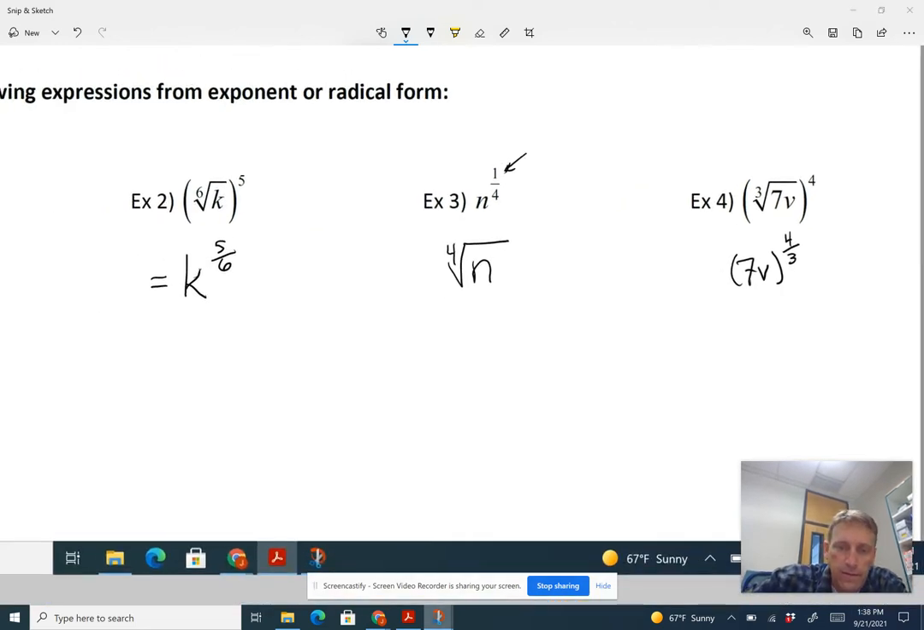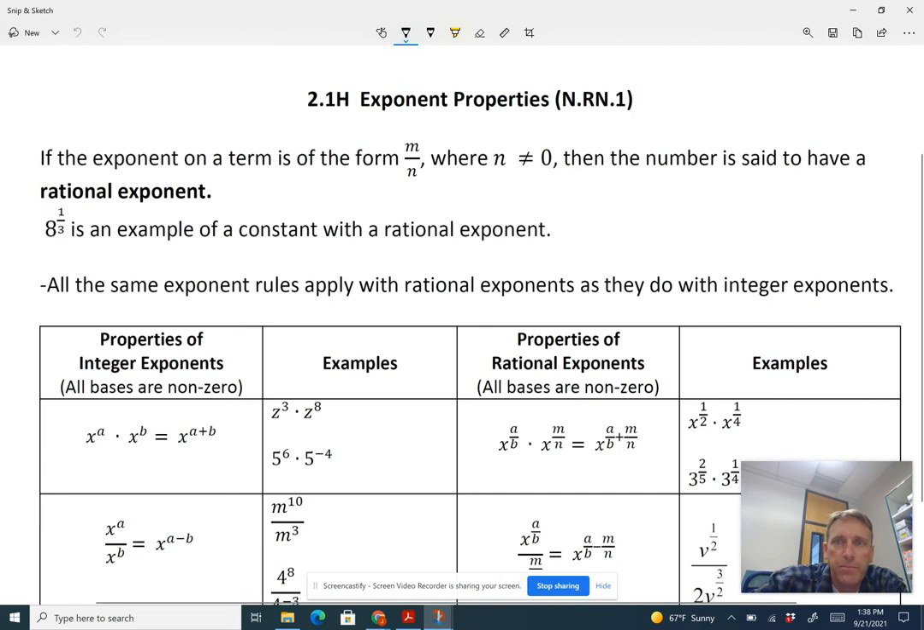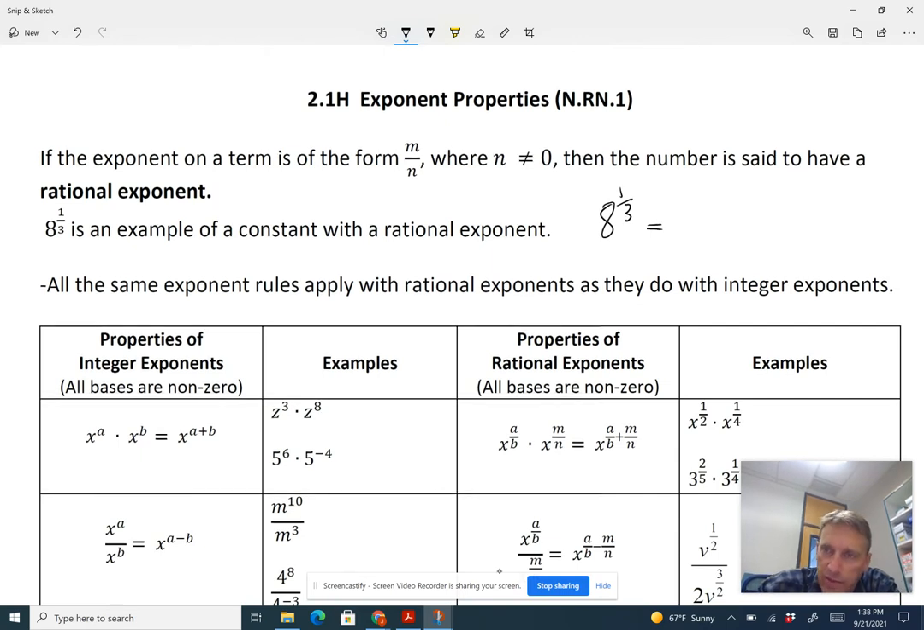Alrighty, and now we flip your notes over. If the exponent on a term is of the form m over n, and n cannot be equal to 0, then the number is said to have a rational exponent. So 8 to the 1/3 power is an example of a constant with a rational exponent. 8 to the 1/3 power, by the way, is the same as the example we gave on the other page. That's the cube root of 8, and that's equal to 2.